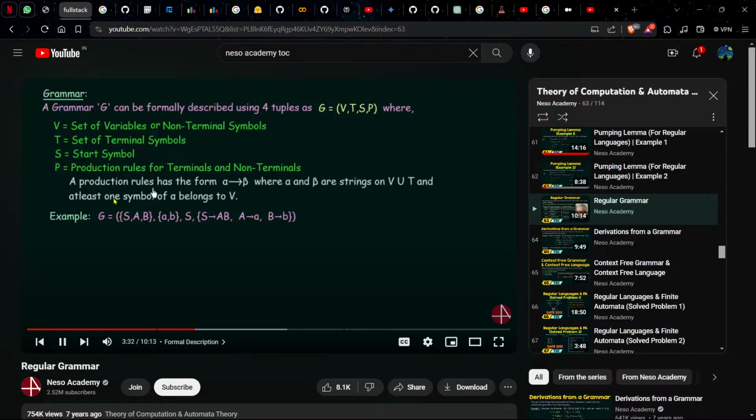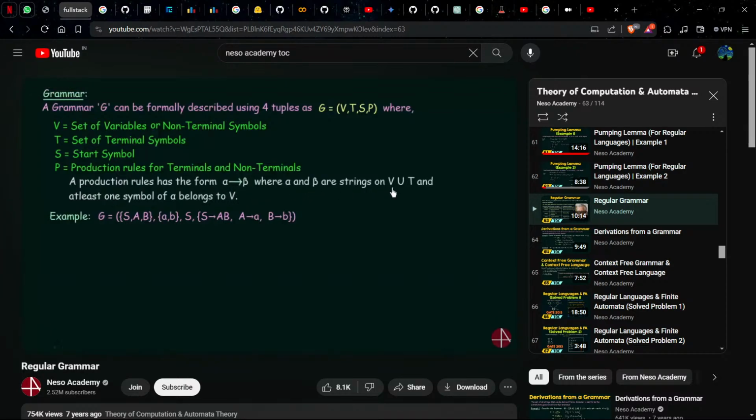P is a production rule. A production rule has the form alpha tends to beta, or alpha gives beta, where alpha and beta are strings on V union T. That means they can belong to the set of non-terminal symbols and terminal symbols, and at least one symbol of alpha belongs to V, which is the set of non-terminal symbols. So don't worry if it is a bit confusing, it will become clear when we take the example.